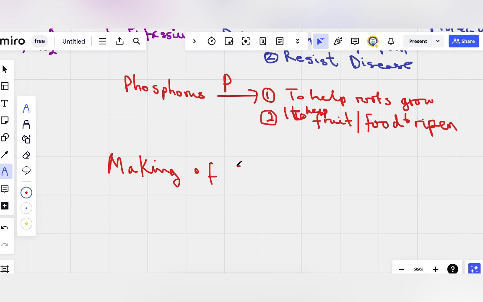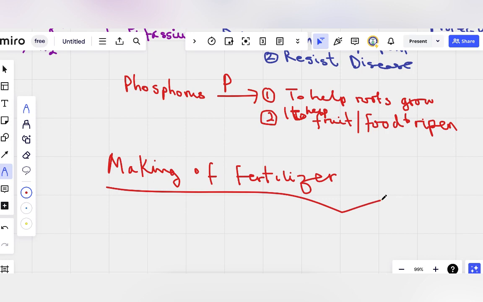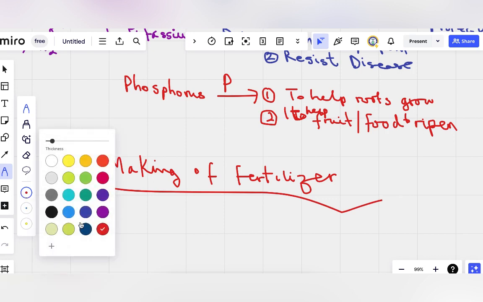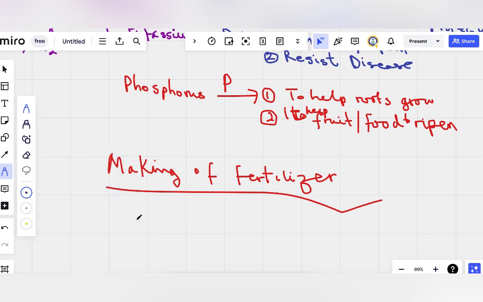Let's take a look at two reactions that help us to manufacture fertilizers in the laboratory or in the industry. Like I said, ammonia is one of the big ingredients we use in making fertilizers. So ammonia will react with nitric acid to give ammonium nitrate. I will just go straight to the reaction.